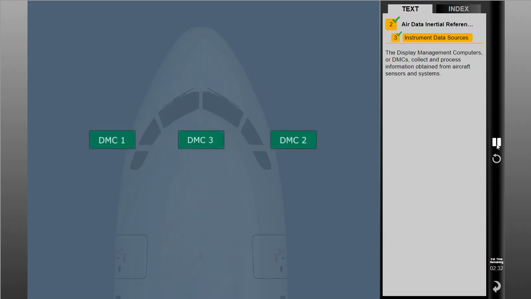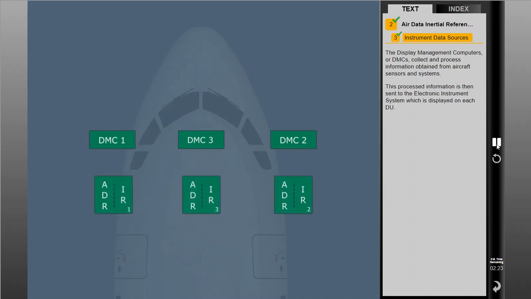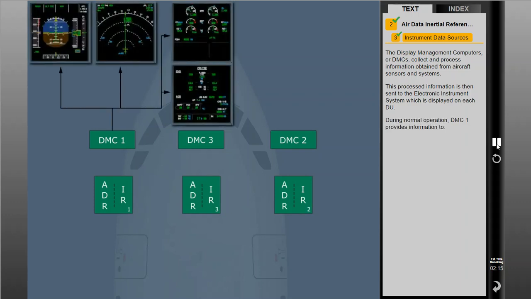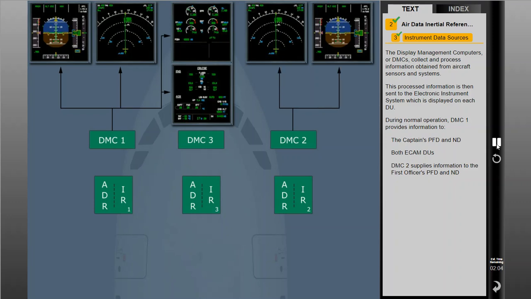The display management computers, or DMCs, collect and process information obtained from aircraft sensors and systems. This processed information is then sent to the electronic instrument system, which is displayed on each DU. During normal operation, DMC-1 provides information to the captain's PFD and ND, and both ECAM DUs. DMC-2 supplies information to the first officer's PFD and ND. DMC-3 operates as a standby computer and can supply information to any DU.